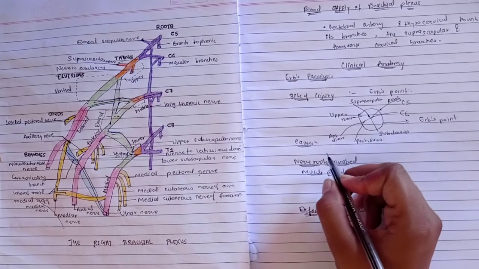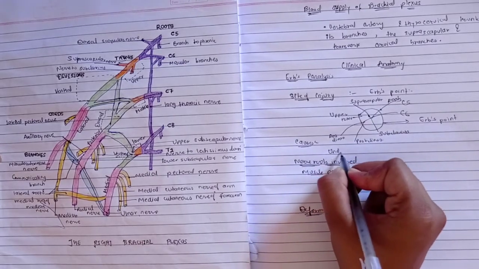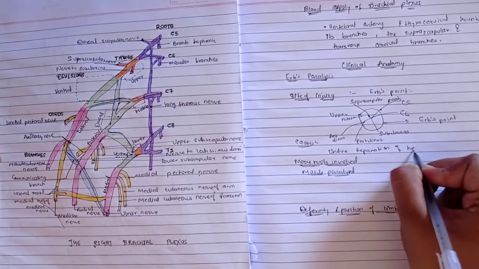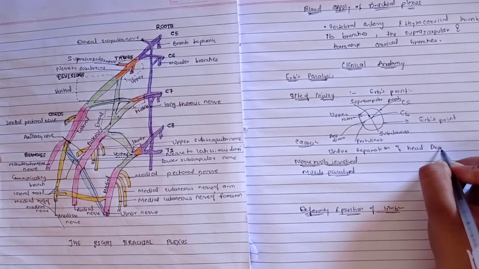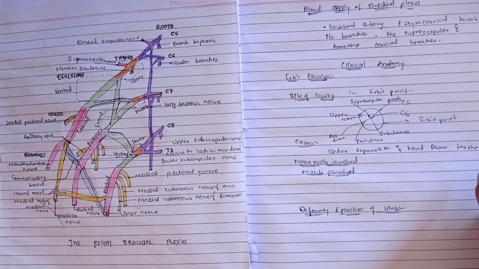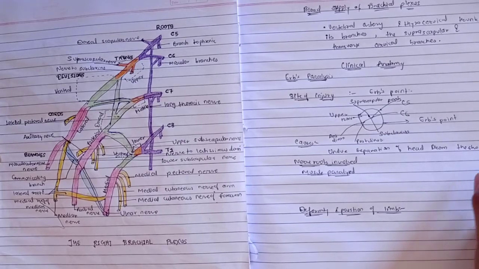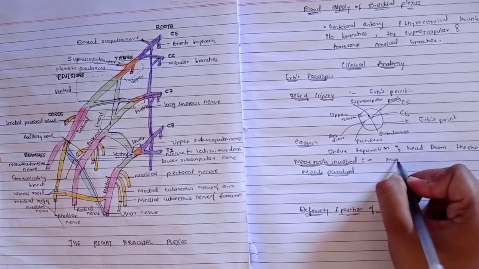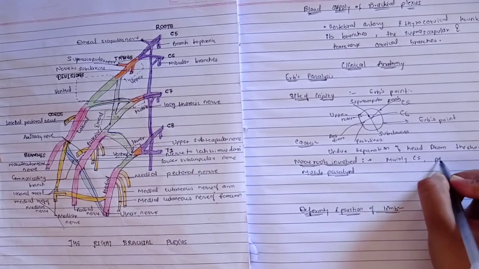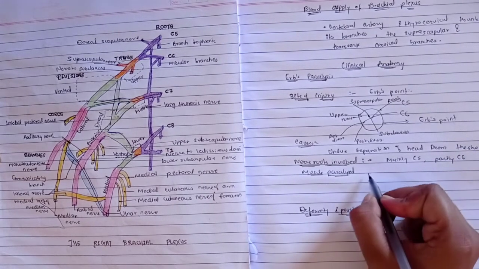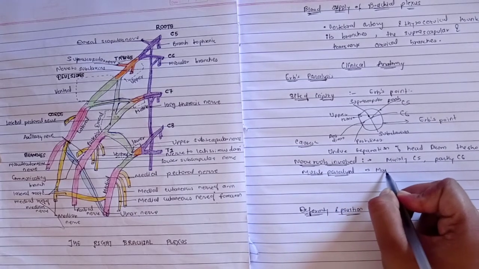So what are the causes? Undue separation of the head from the shoulder, which is commonly encountered in birth injury, fall on the shoulder, and during anesthesia. The nerve roots involved are mainly C5 and partly C6.